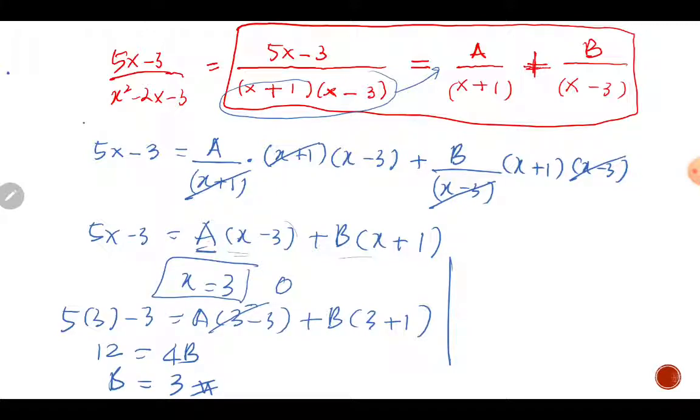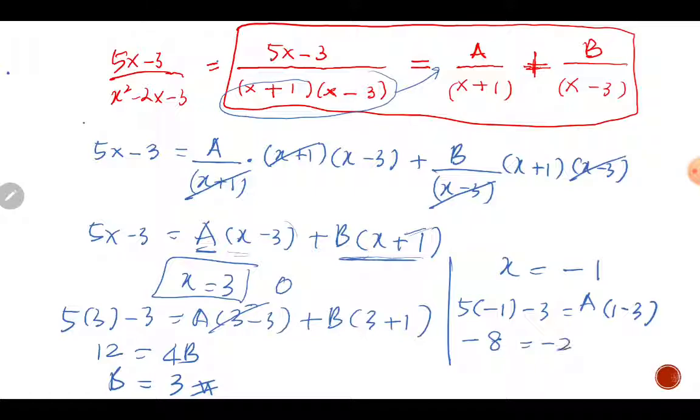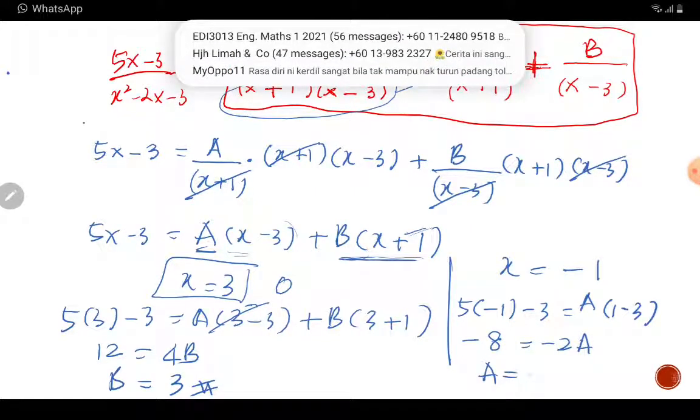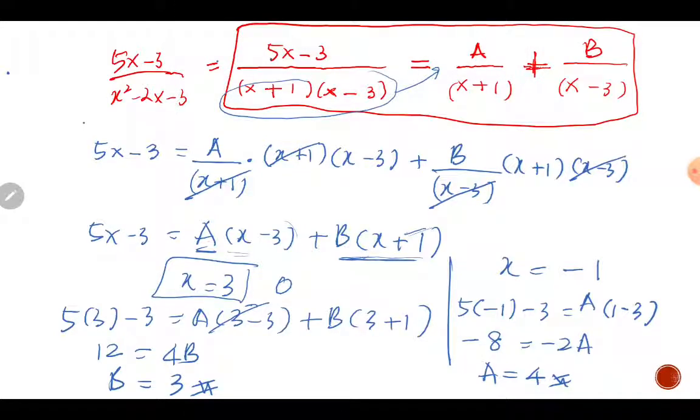Untuk dapatkan A, gantilah x tu dengan apa? Kalau ganti dengan 3 memang tak dapat. So kita ganti dengan yang membuatkan B pula jadi kosong. So x jadi negatif 1. So we have 5 darab dengan negatif 1 tolak 3, and then A(1 tolak 3). B ni tak payah tulis lah. Faham dah kan? Jadi kosong. So negatif 8 sama dengan negatif 2A. So A you will get is equals to 4. Nampak? Okay, A is equals to 4.